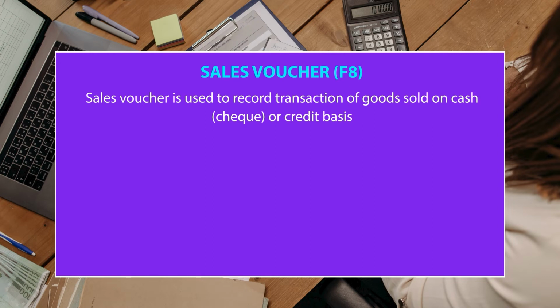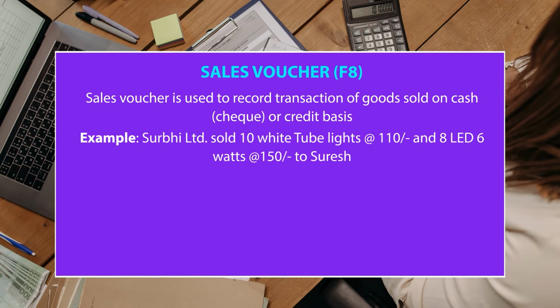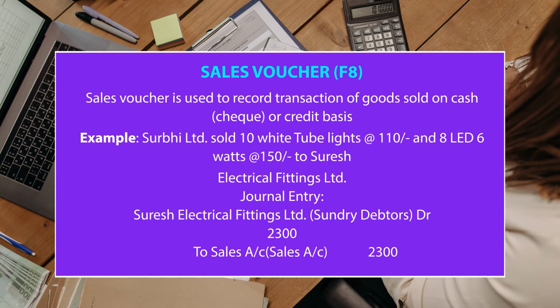Now let us take an example and understand how the sales voucher is created. Surabhi Limited sold 10 white tubes, that is tube lights, at the rate of 110 rupees and 8 LED 6 watt bulbs at the rate of 150 to Suresh Electrical Fittings Limited. Now the journal entry will be Suresh Electrical Fittings Limited account debit to sales account. Amount will be 2300 in debit and credit side.